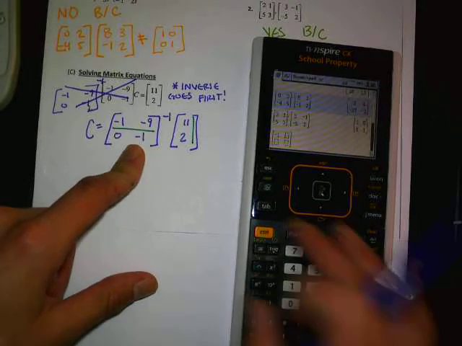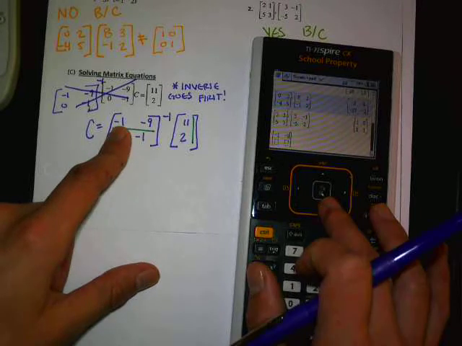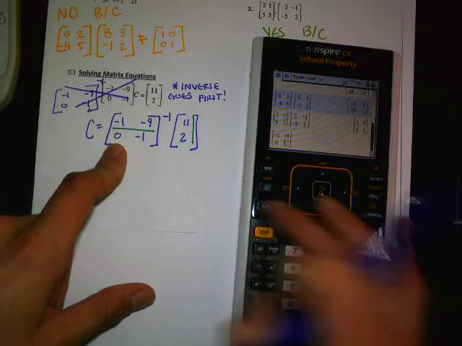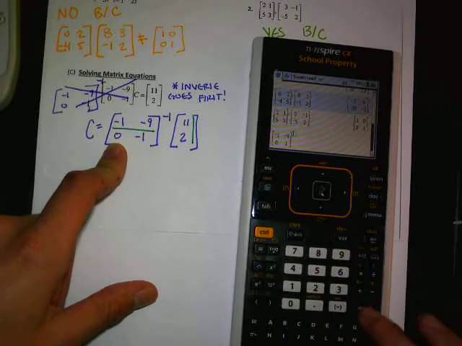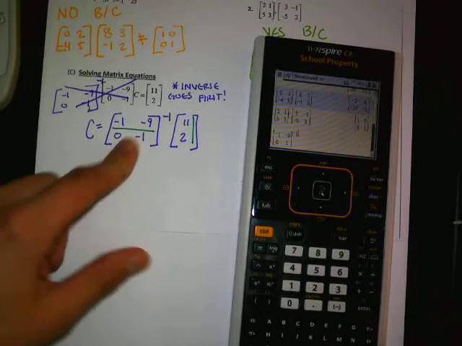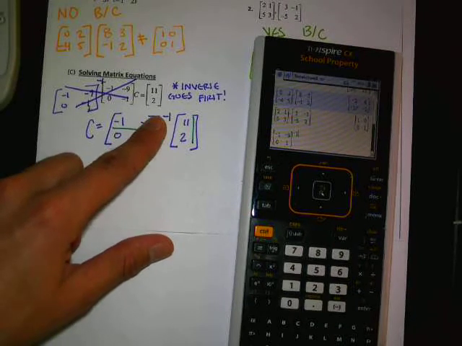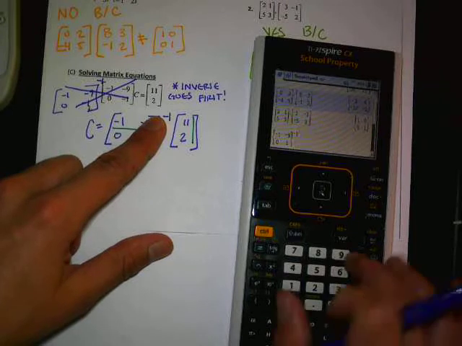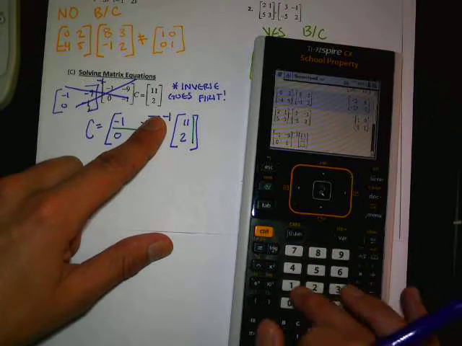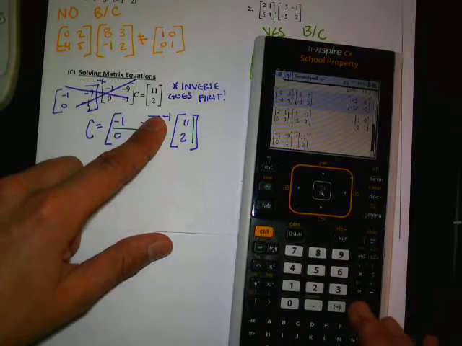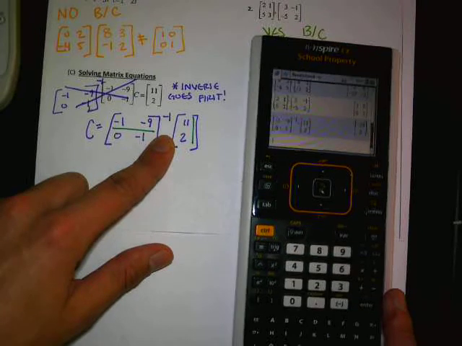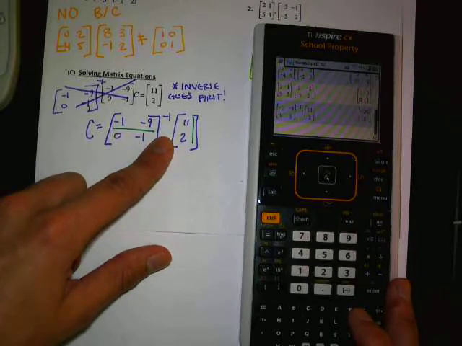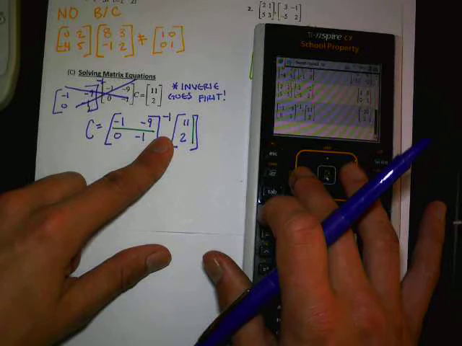C equals. All right, -1, -9, 0, 1. A lot of people are forgetting to raise it to the -1. Don't forget, it's the inverse. And then 11, 2. Hit enter. Wait, nope, I forgot my negative sign. That's not right.